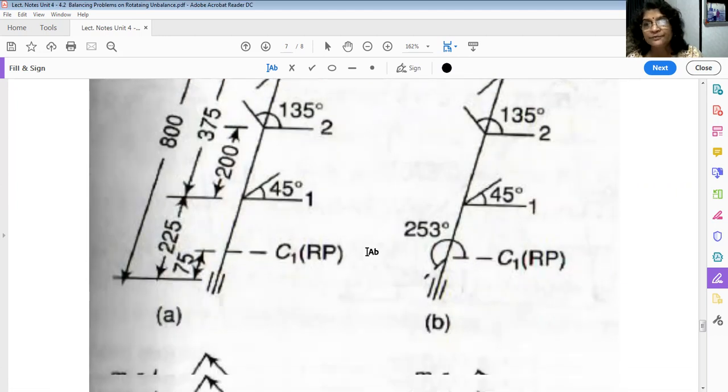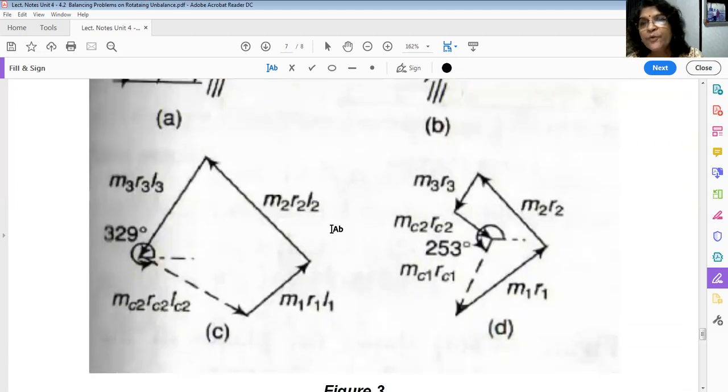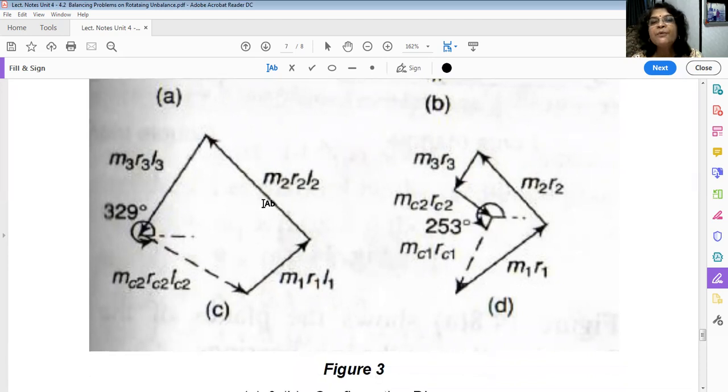Okay. Now, we have to draw 2 polygons. First is couple polygon. Second is force polygon. In 99% cases, we have to draw first couple polygon and then force polygon. We cannot draw first force polygon because there are more unknown. Okay, you cannot complete the force polygon. Okay, but couple polygon you can complete. Why? That we'll see later on. Understood? So first you have to draw the couple polygon.